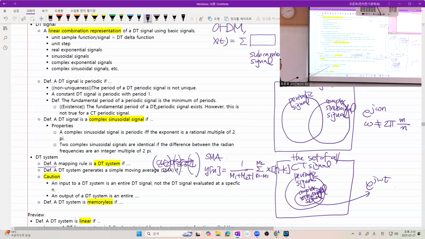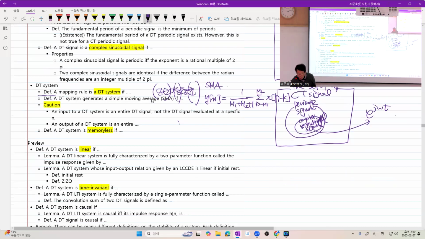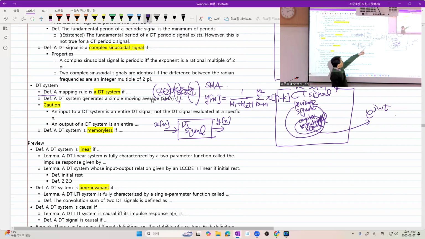There was some emphasis on the convention. So for example, I say that this is a DT signal, and the input is X of n, and the output is Y of n. It does not mean the output at time n is only determined by the input at time n. Actually, this mapping rule admits the entire input signal and generates the entire output signal, mathematically speaking.